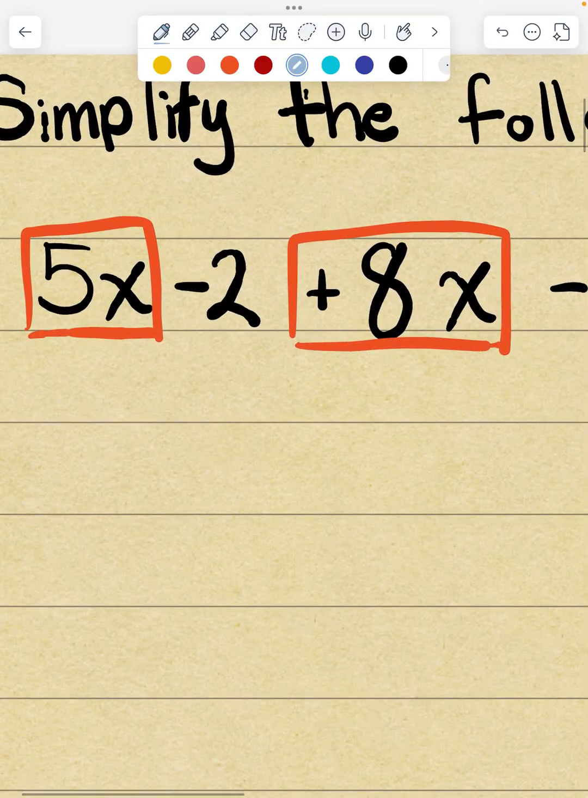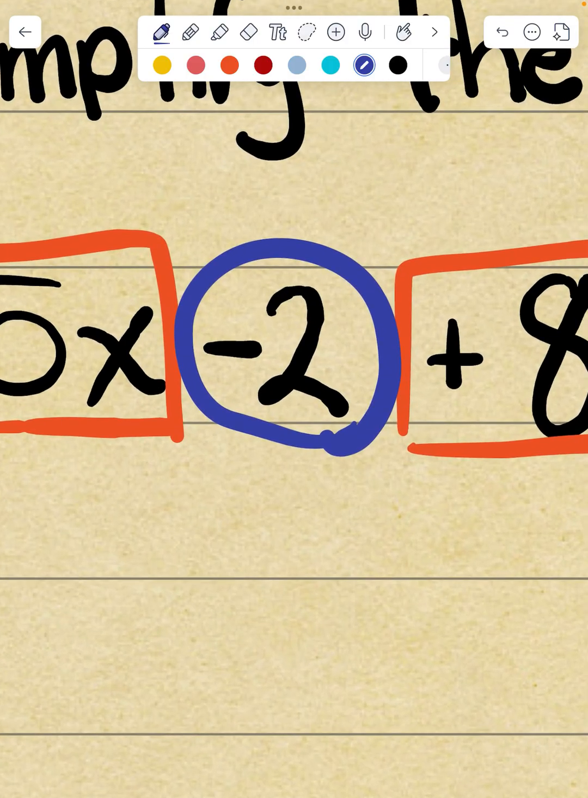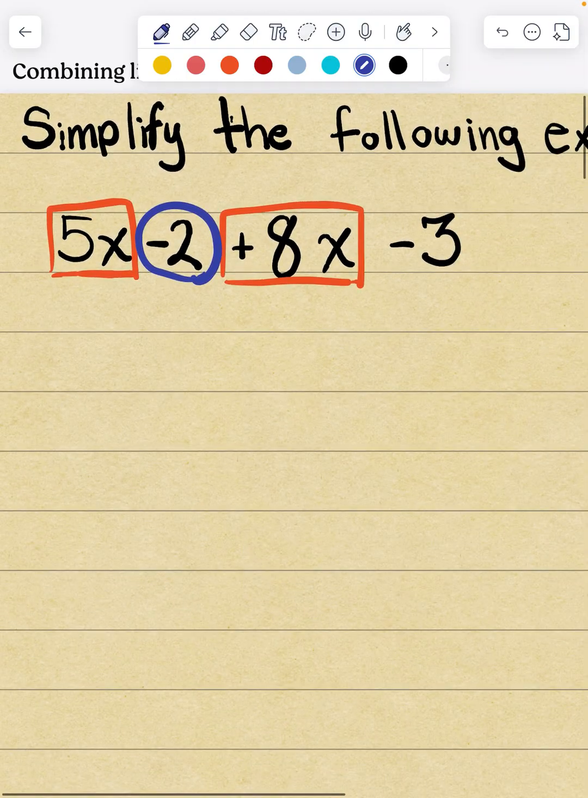Okay, now I'm going to move on to the next one, and I want to pick a good, deep color. And I'm going to circle this one because it's different. Now this is a constant because it's not being multiplied by a variable. And so I'm going to look for other constants, right? Numbers with no variables. And I see that minus 3 is a constant. So I'm going to circle that one.